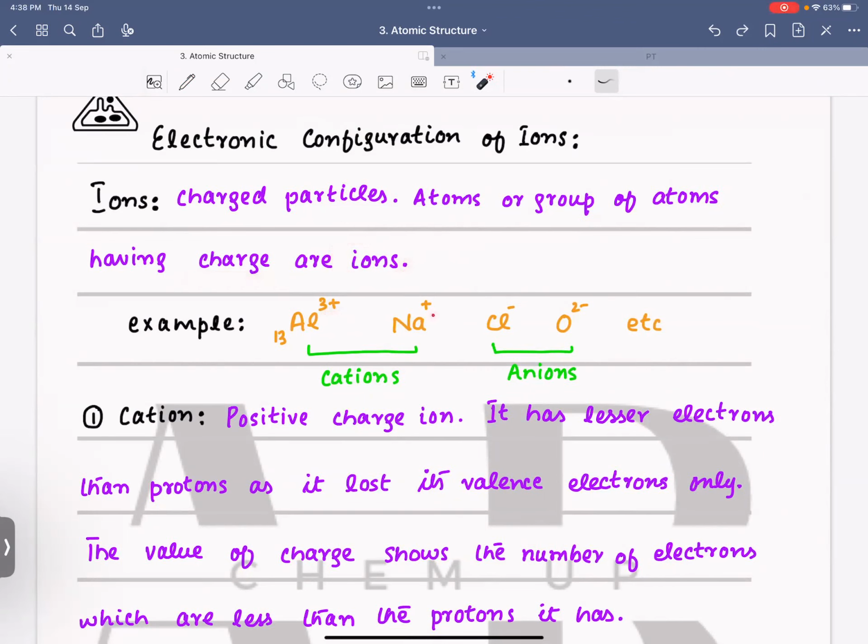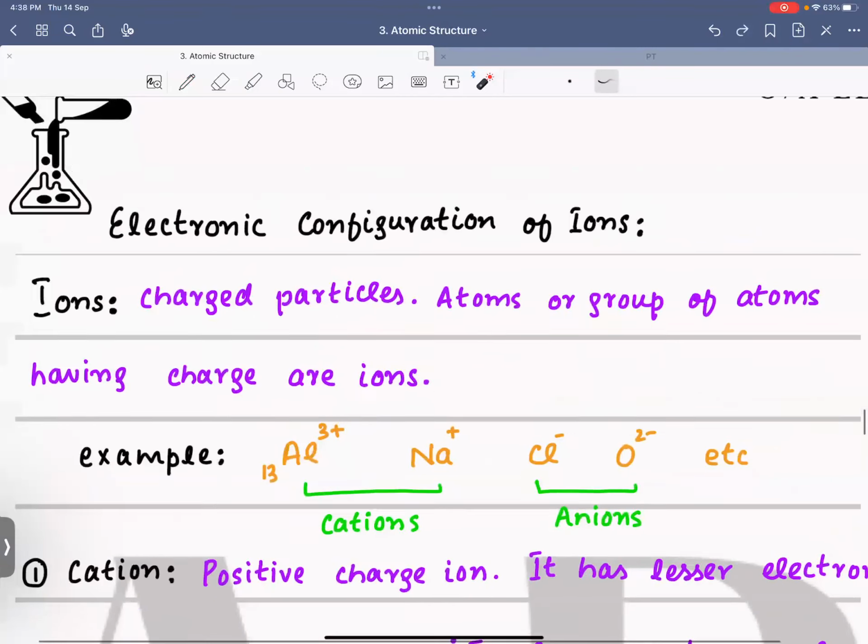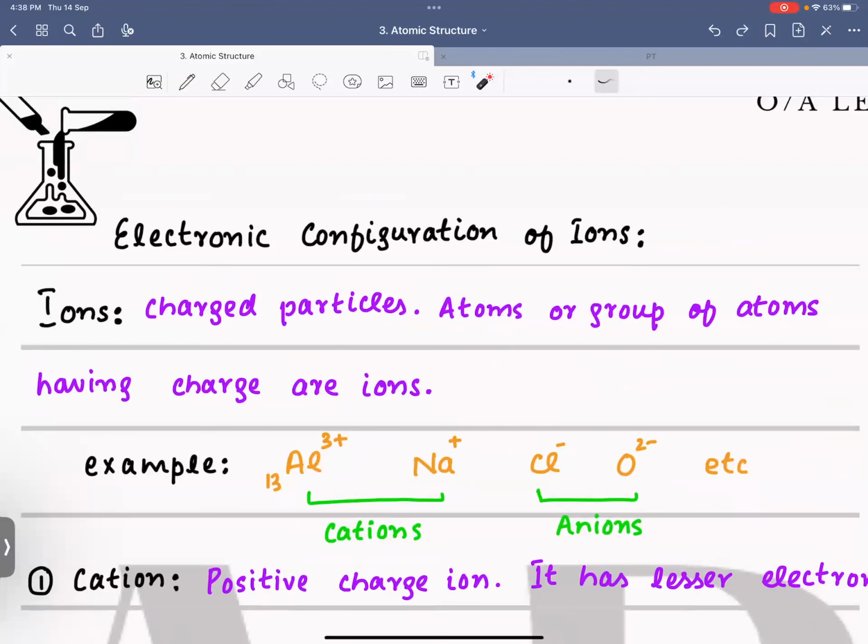In the same way, this sodium is not an atom, but an ion because it has a positive charge over there. In a similar manner, this chlorine and oxygen are actually not atoms, but ions. Is this clear? So the ones with a positive charge are called cations, and the ones with a negative charge are called anions. So that is the classification of ions into cations and anions.